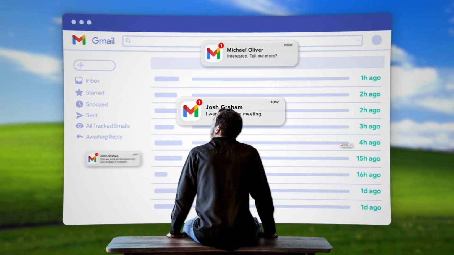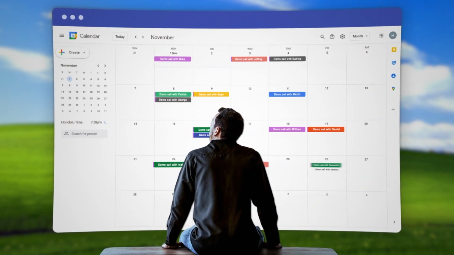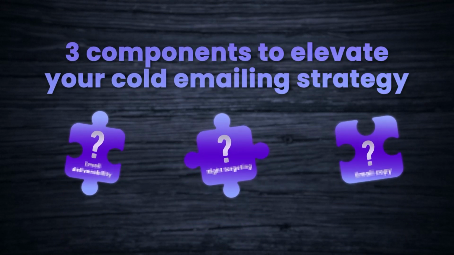Once you receive replies from your cold outreach and fill your calendar with booked meetings, you need to have these 3 components in your cold mailing strategy. We singled them out throughout the years, so they are 100% proven.